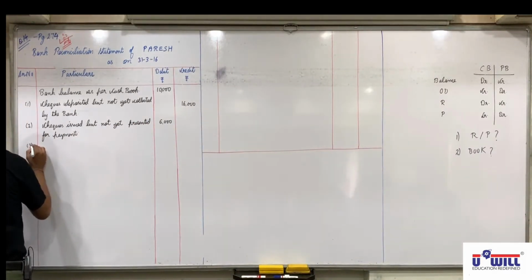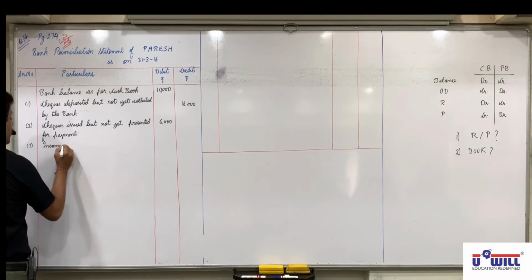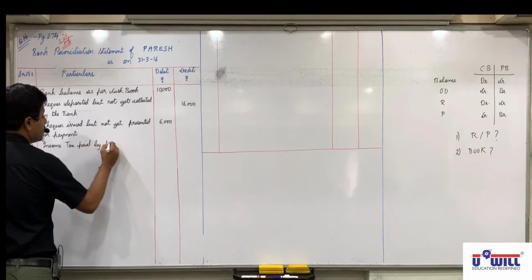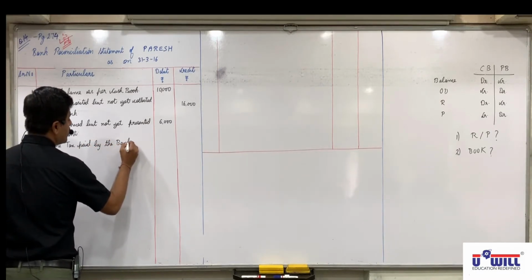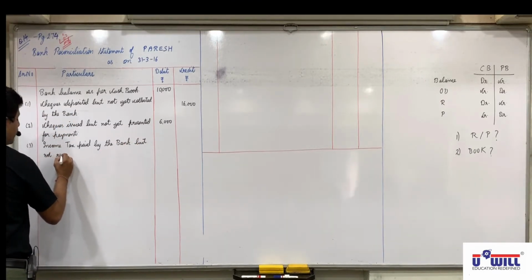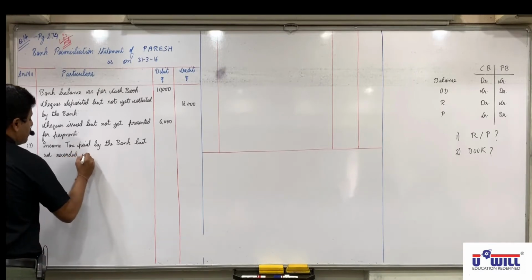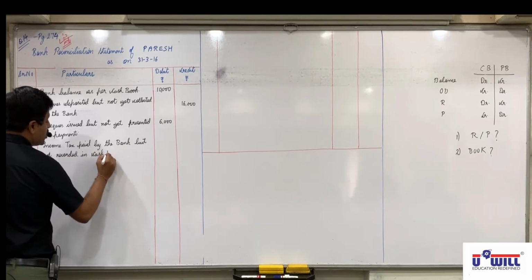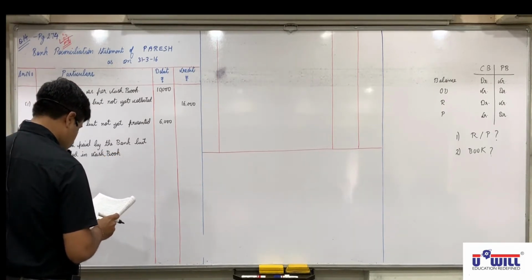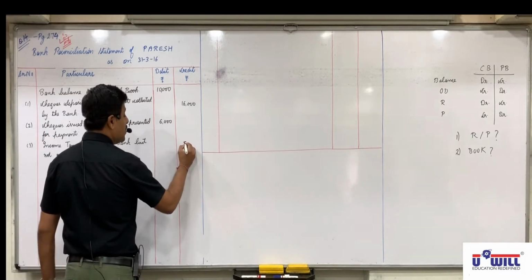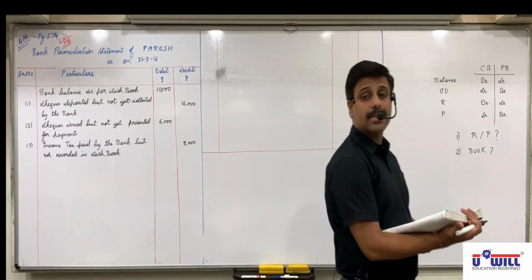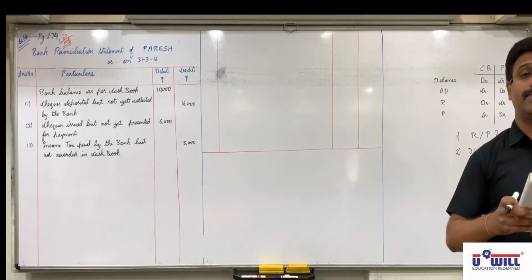So income tax paid by bank but not recorded in cash book. Income tax paid by bank but not recorded in cash book. 5,000 is debited in the passbook but not credited in the cash book, so credited in BRS. Any confusions with this? All are clear with it?